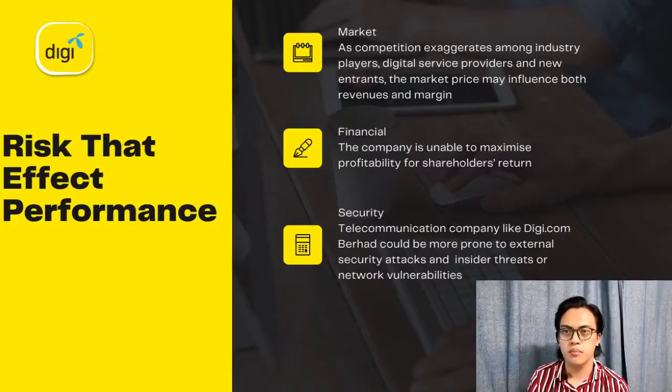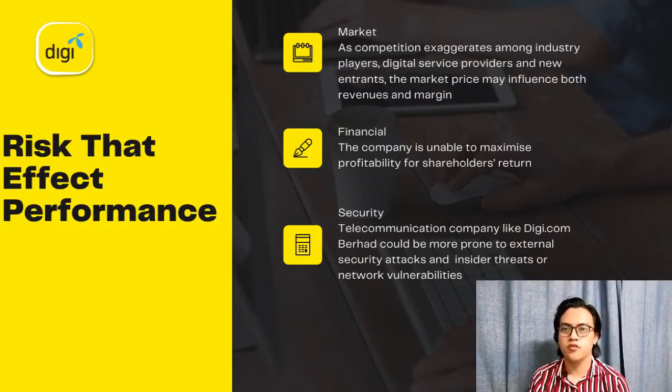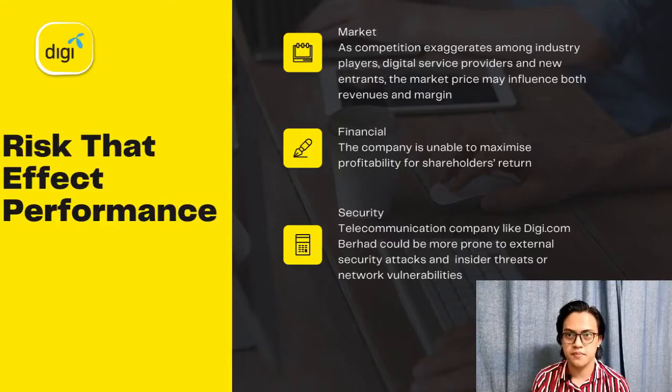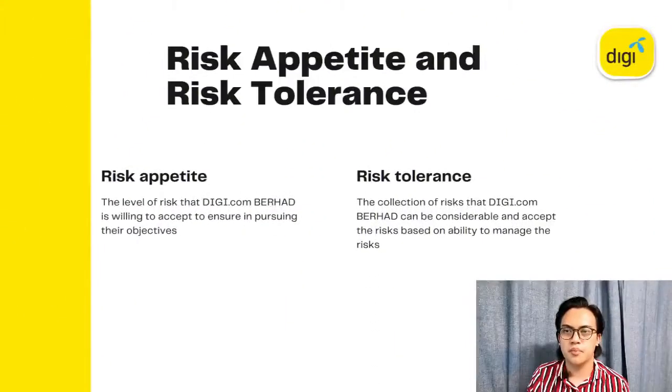Risk 1 is the market. This is where the company competes among industry players, digital service providers, and new entrants. Market price may influence both revenue and margins. Risk 2 is financial, where the company is unable to maximize profitability for the shareholders' return. And risk 3, where a telecommunications company like DG.com Berhad could be more prone to external security attacks and threats. Last but not least is the risk appetite and the risk tolerance in the company.